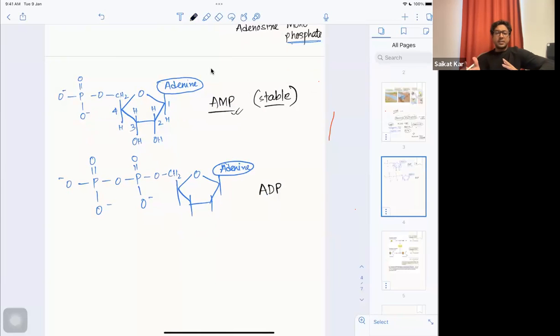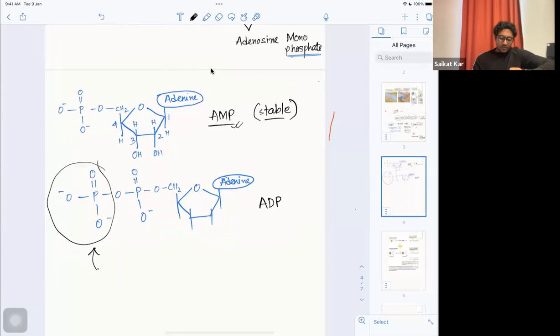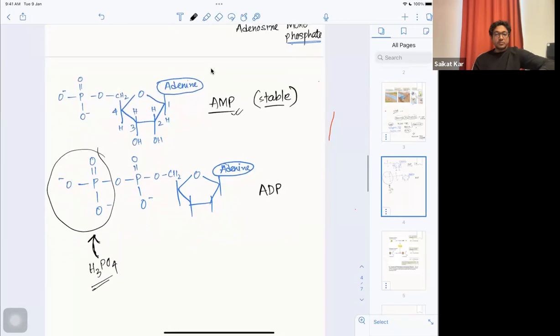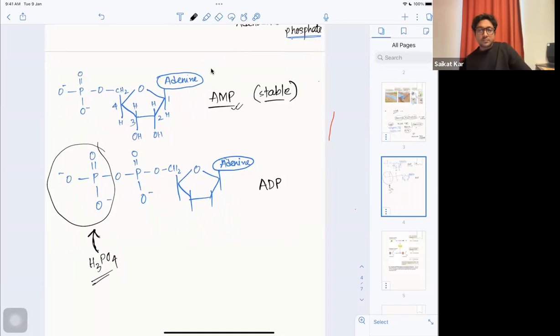So when we are breaking down glucose, the extra energy we want to store, we can store with the help of an extra phosphate. To get this phosphate, our cells are using phosphoric acid. Now this ADP is slightly unstable because of the phosphate-phosphate bond. This bond is very unstable.